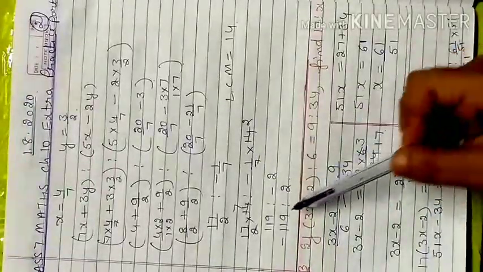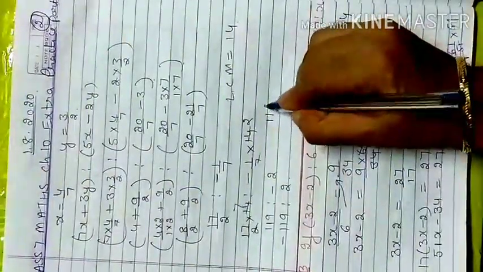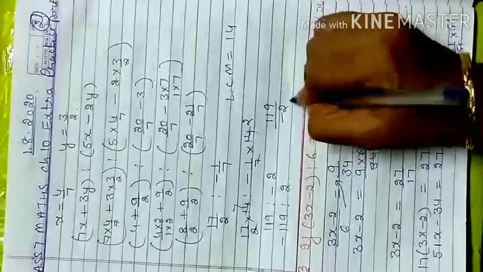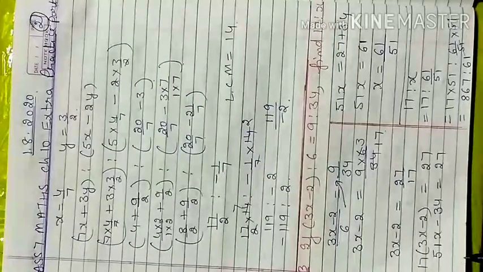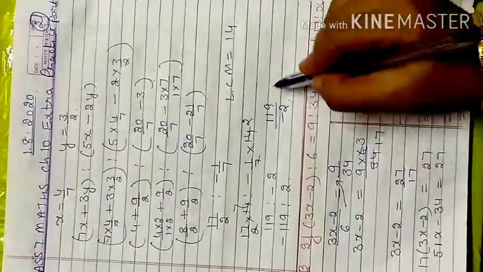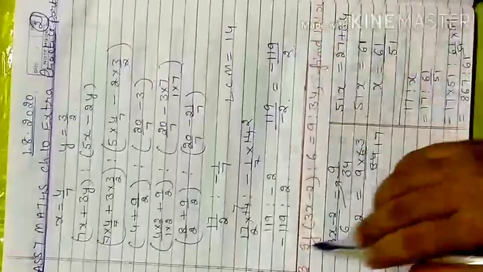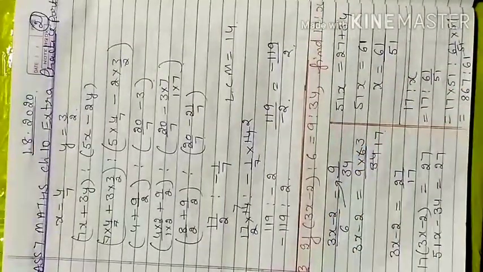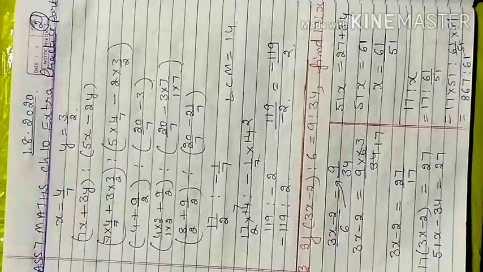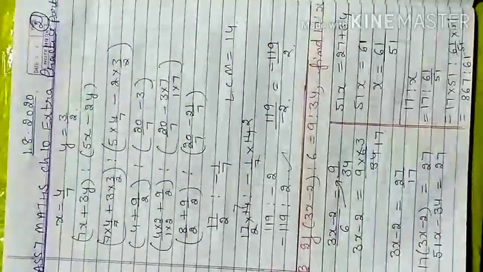And when you write this in fraction form, 119 by minus 2, we never write a negative sign in the denominator. That will be shifted to the numerator. So my required answer will be minus 119 ratio 2. So that is my required answer.